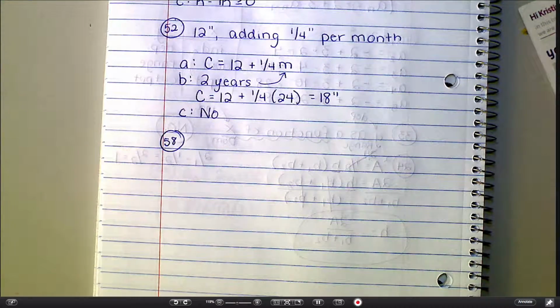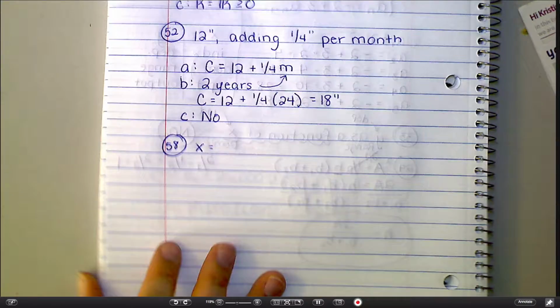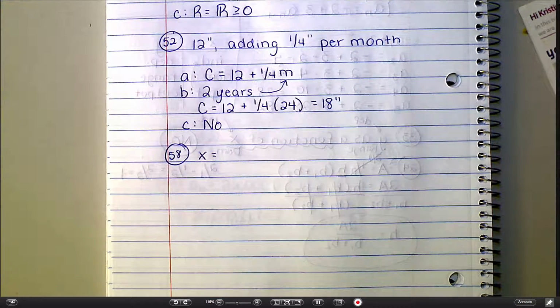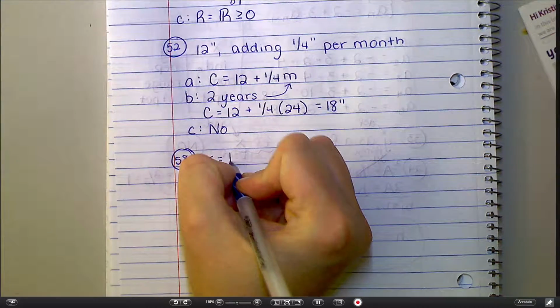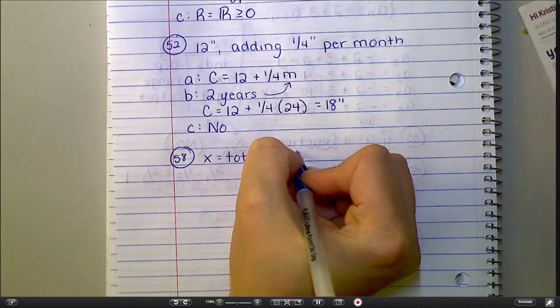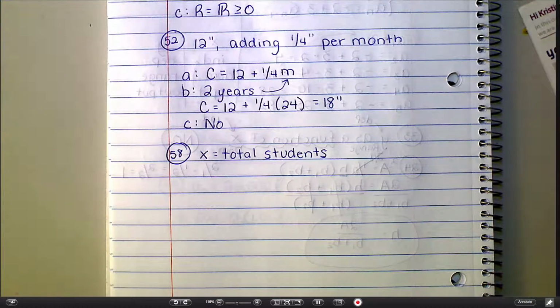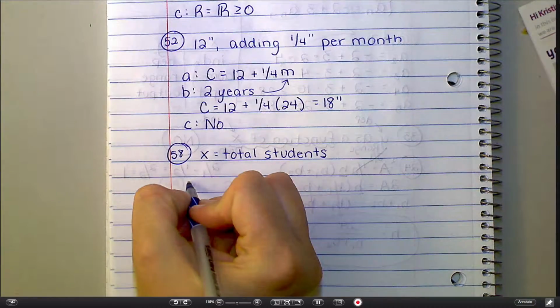Okay, so looking at number 58, Central High School, let's start with our variable. What is x going to represent in number 58? How many students are there? Okay, so the total student body, or total student population. And please notice that this school only has grades 10 through 12. So don't stress out about those freshmen. 2/5 of the students are in grade 10. How do I show the sophomores? How do I show 2/5 of the students? 2/5 x.